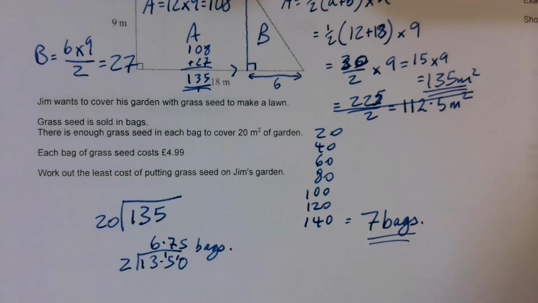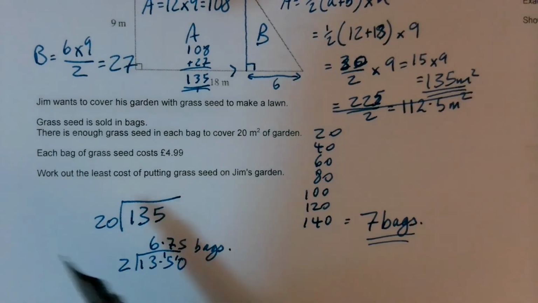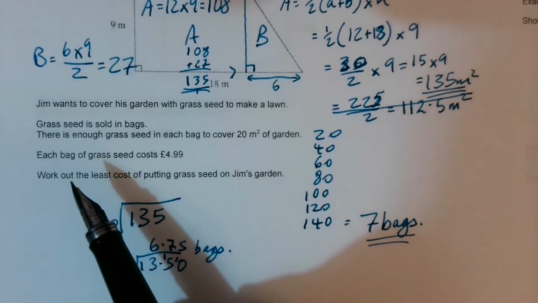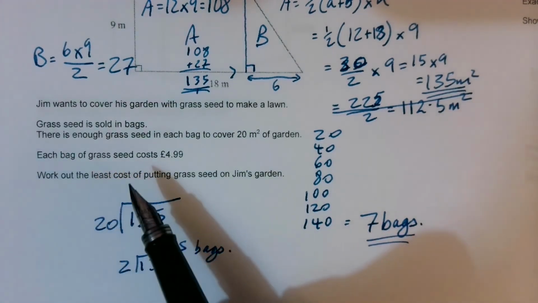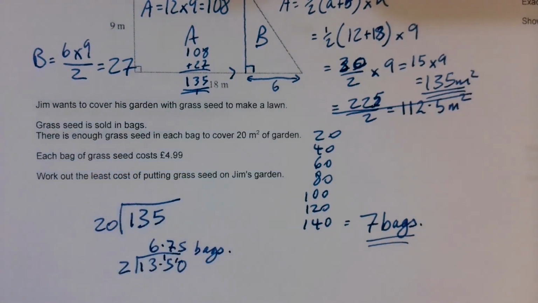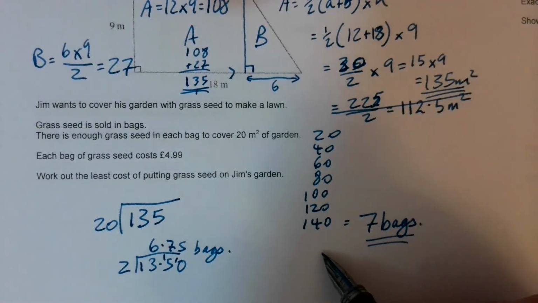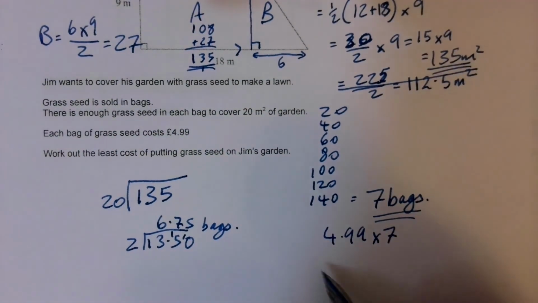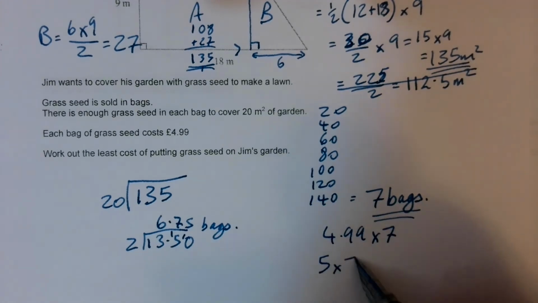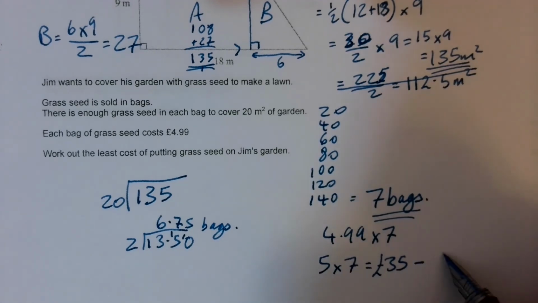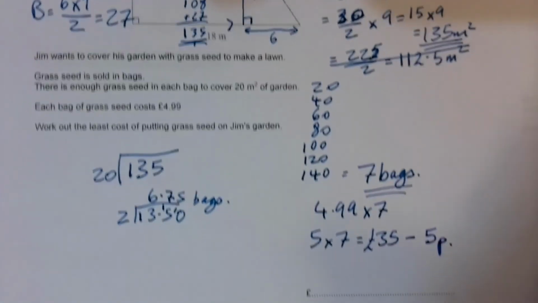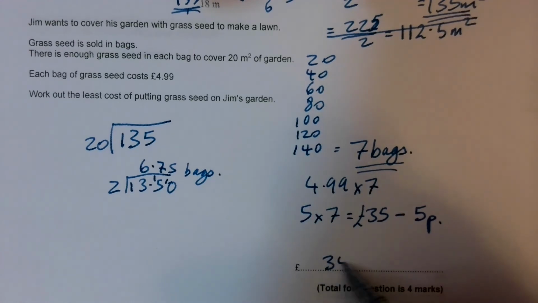And it's always good to look back at the question, because I've just realised I've actually not finished the question, have I? Work out the least cost of putting grass seed on Jim's garden. We've got to buy 7 bags. We have to say how much those 7 bags cost. So £4.99 times 7. Well, the easiest way to do £4.99 times 7, I think, is to do £5 times 7, which is £35, minus 5 pence, which is going to be £34.95.